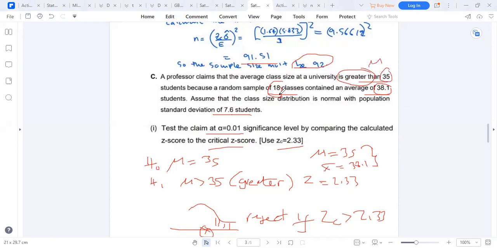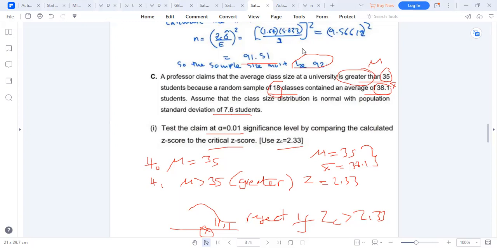Because a random sample of 18 classes contained 38.1, this 38.1 is called our X bar because it was calculated from 18 students. So we need to calculate and estimate the difference between these two means, whether it's statistically different or not. Our N is 18, the standard deviation is 7.8. We're being asked to test a claim at 0.01. Even if we're not given this, you know that 0.01 under a single tailed test is 2.33.